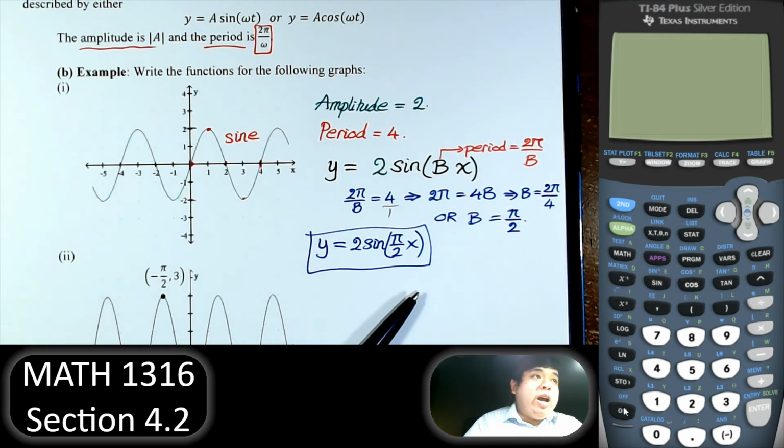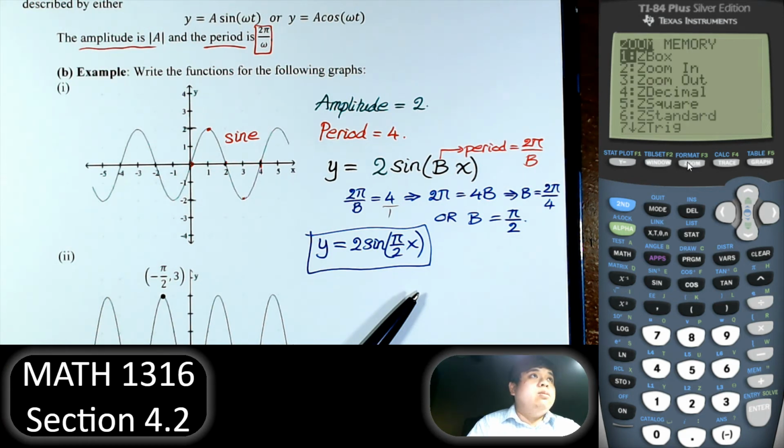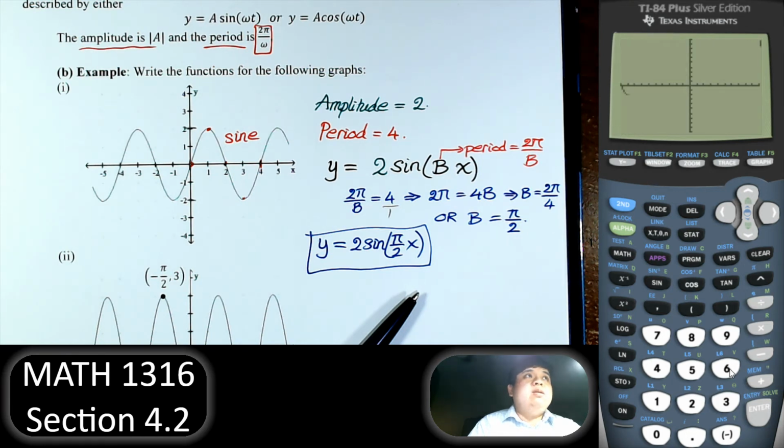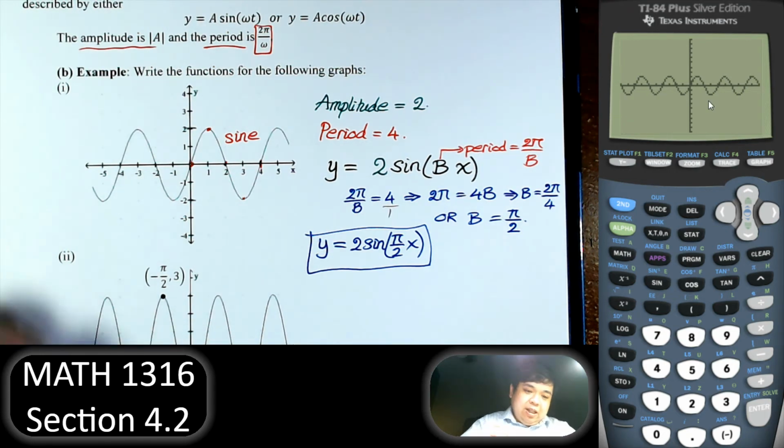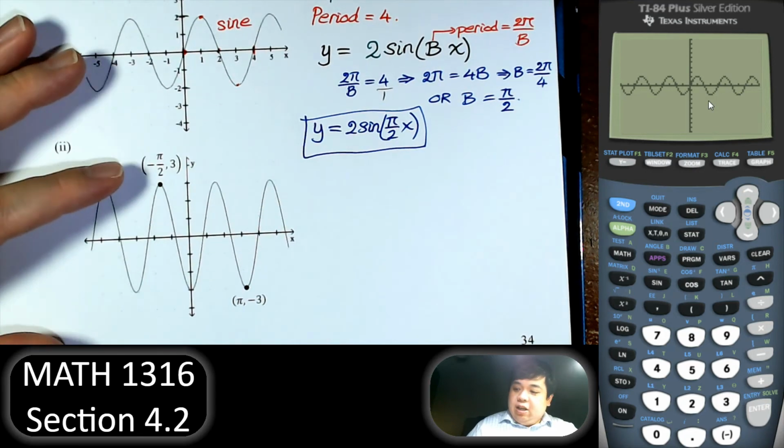If we want to make sure, we can always graph it. Y equal to 2 sine, pi over 2 times x. I'm going to change to the standard window. Zoom number 6. Right, you see the period is 0 to 4, right? And the maximum from negative 2 to 2. So that works. So just based on the amplitude and the period, we can deduce the function.